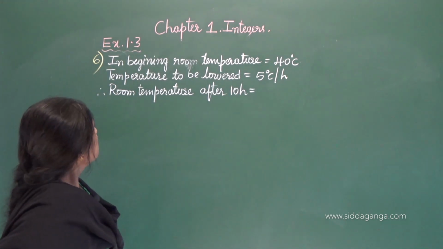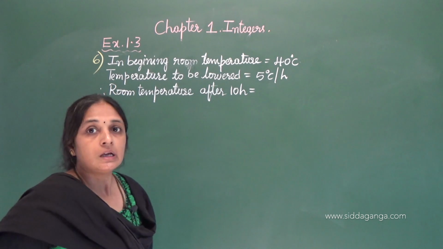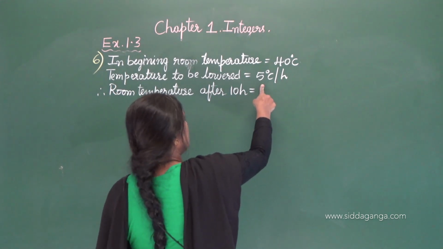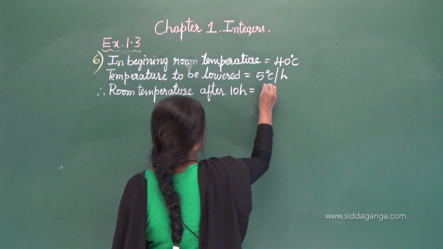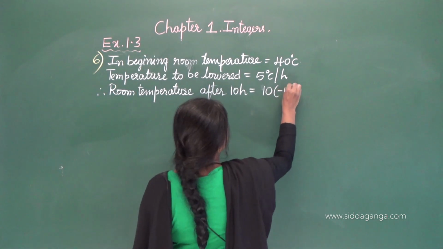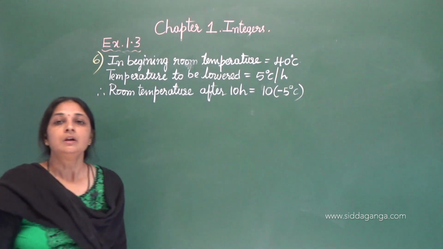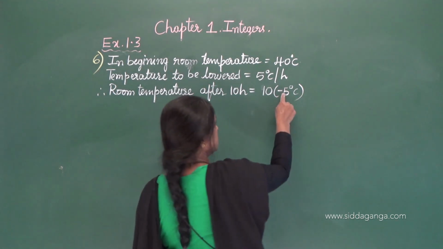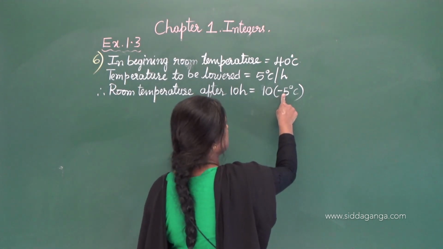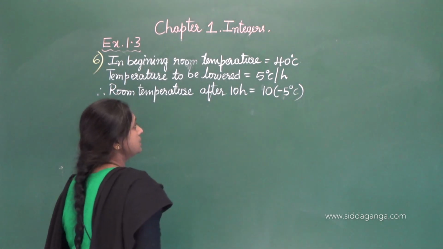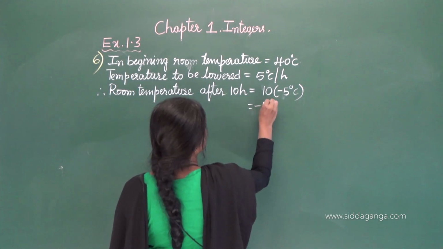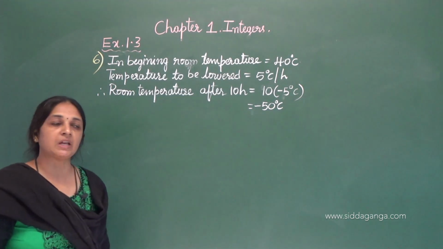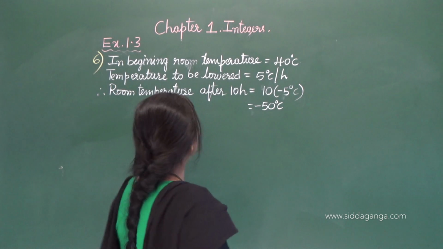So when we consider lowered, it should be taken as a negative integer. Okay, here it's right. Then for multiplying we should take 10 into minus 5 degrees Celsius, because we are lowering, we are decreasing the room temperature by 5 degrees Celsius. Then it will be minus 10 5s are 50, minus 50 degrees Celsius. Then what is the room temperature?